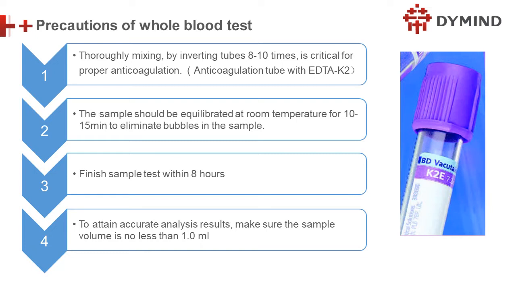But we cannot compare the results from the first day, second day, and third day, and then count the CV. That's not allowed. You will find the differences. Okay, so the last one, we should remember the minimum sample volume should be not less than 1.0 microliter.